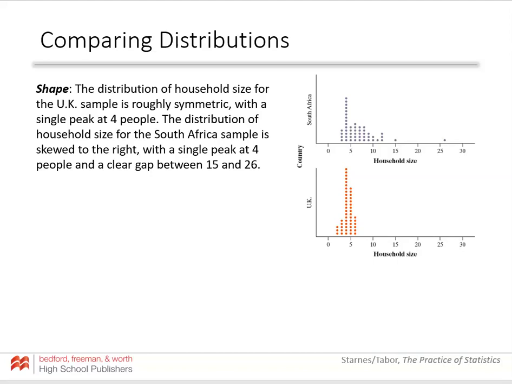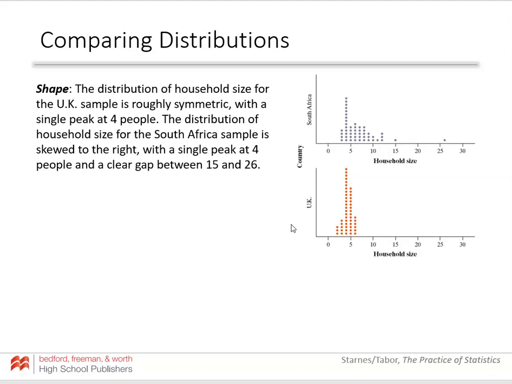if you see any gaps, where you see peaks, things like that. So the big thing to mention: the distribution of household size for the UK sample is roughly symmetric. Okay? You can see here how most of it's in the middle and then it tapers off on each side. And it has a single peak at 4 people.